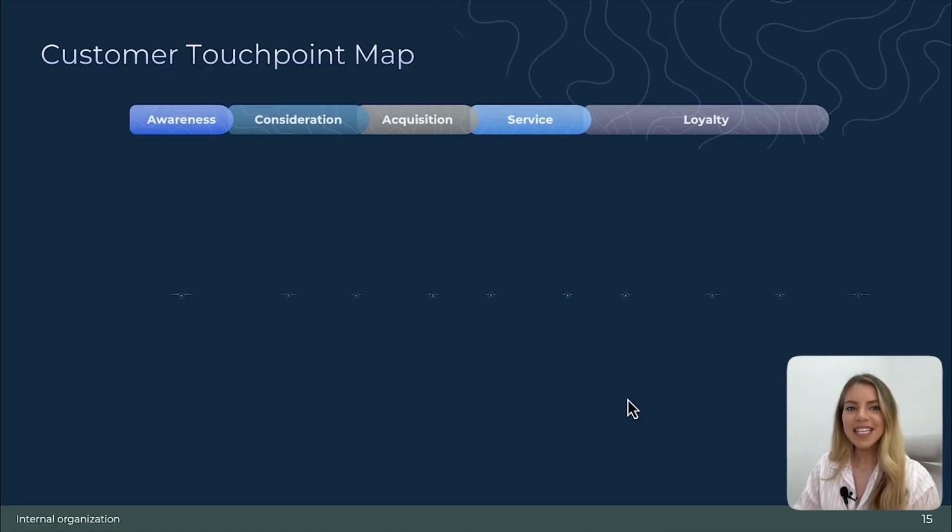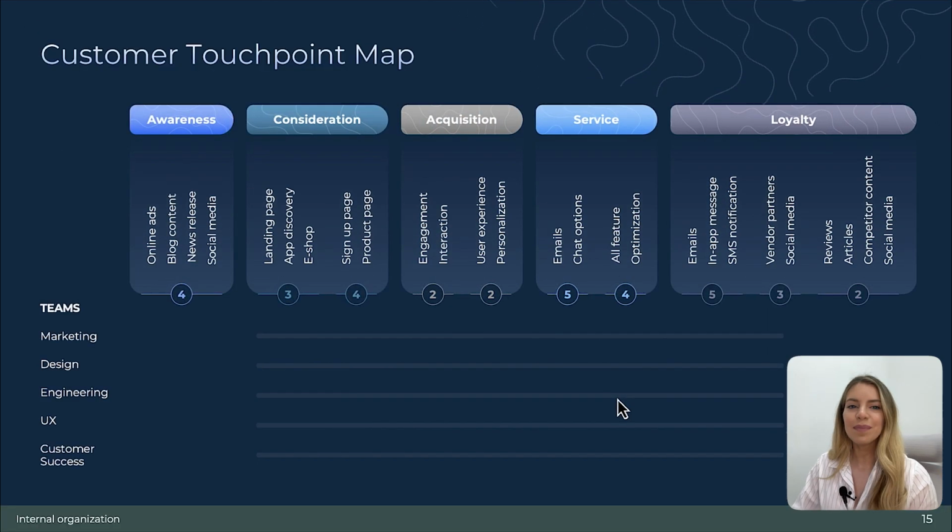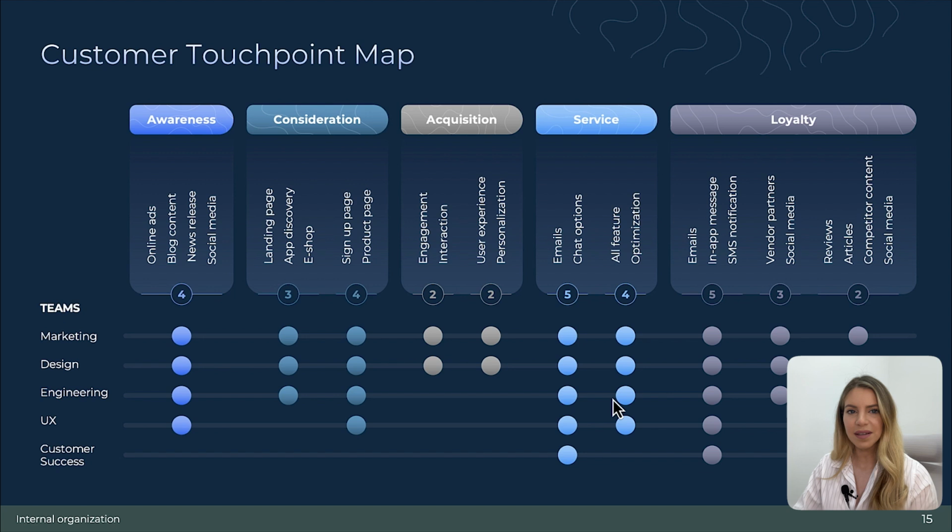Don't forget the customer touchpoint map. This map outlines all the stages where customers interact with your product and how you can help them stay engaged. It helps standardize customer interactions with every element you offer.